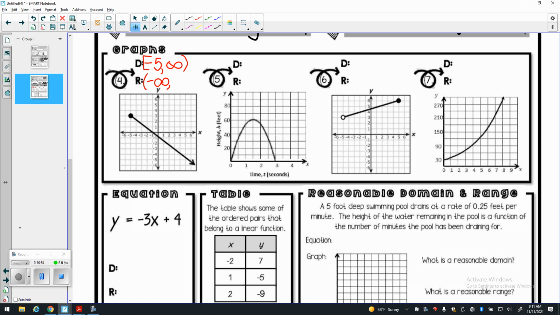What's the y value at that point? 3. Why don't you get a pencil? Is it open or closed? Closed, so I'm going to put a parenthesis or bracket. You just found your first range. Number 5. Dot. Number 5.